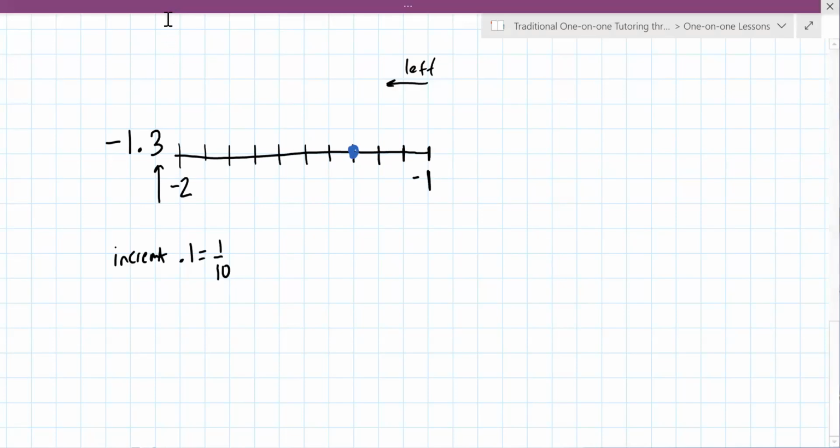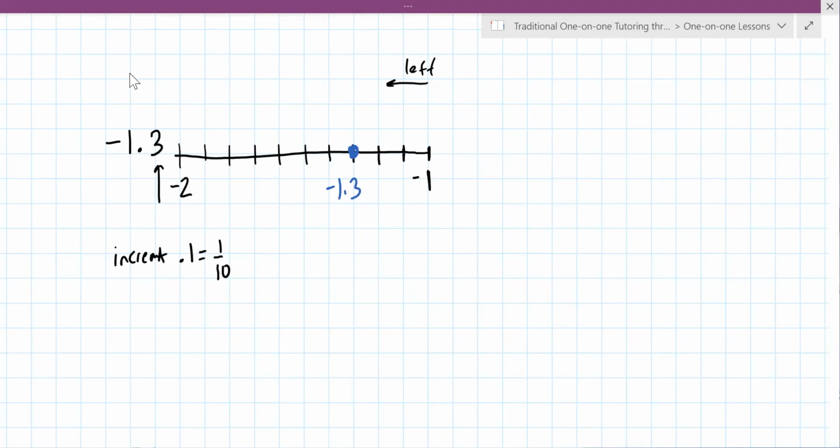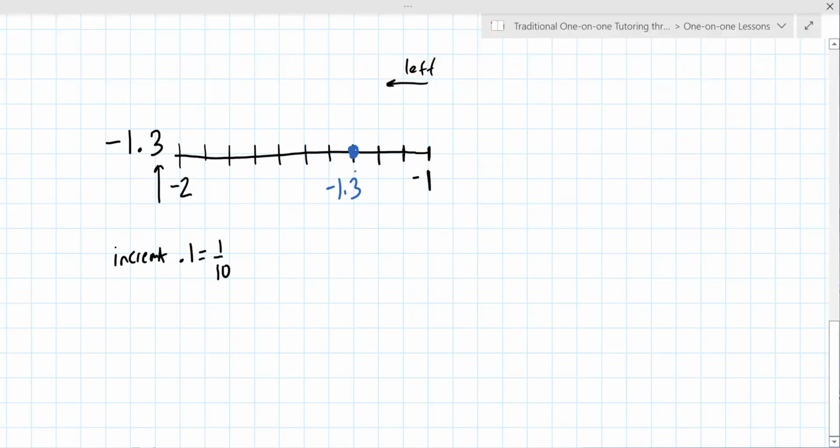Wait, so you subtract negative? Well, you're going left, so yeah, negative. Instead of gaining, it's really going back. I don't know, it's a little weird. However you want to think about it is okay. There's a lot of ways that are correct. The main thing is you have to know that you're going left.